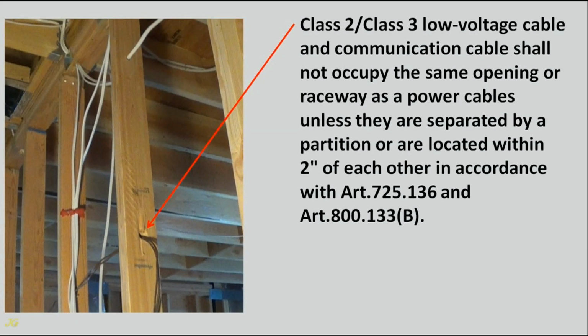Class 2, Class 3 low-voltage cable and communication cable shall not occupy the same opening or raceway as power cables, unless they are separated by a partition or are located within 2 inches of each other in accordance with Article 725.136 and Article 800.133b.